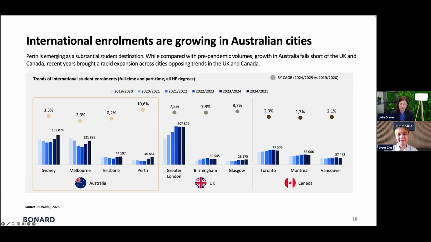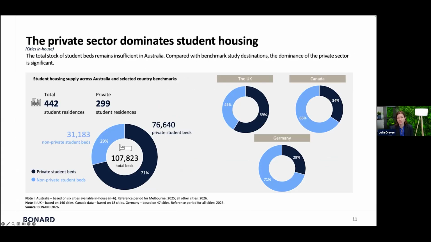Thank you so much, Grace. It's very interesting to hear about the student housing dynamic changes. Let's see what is there for the students to stay and live in. So this is the total student housing offer, purpose-built student housing of both types. You see on your screen a total of 107,000 beds that are split between the private offer and the non-private one.